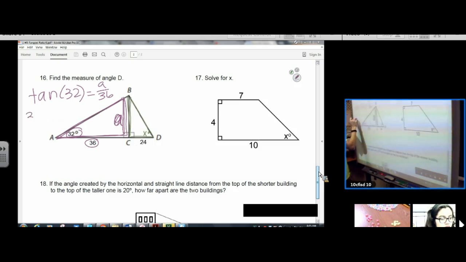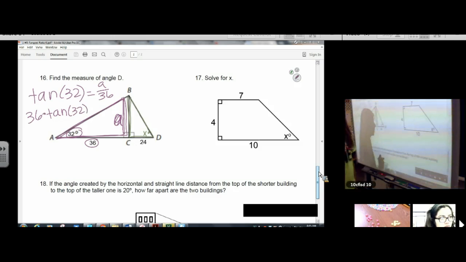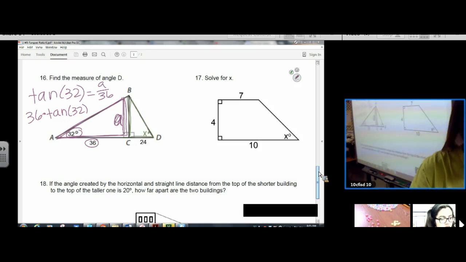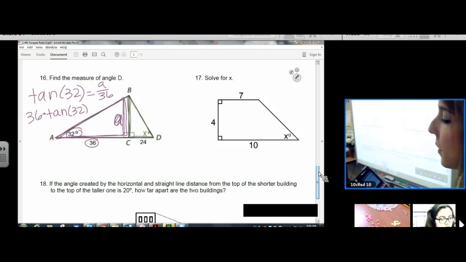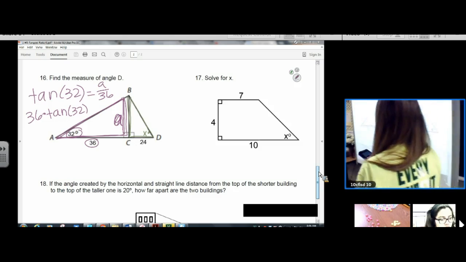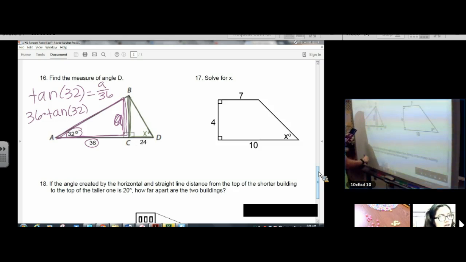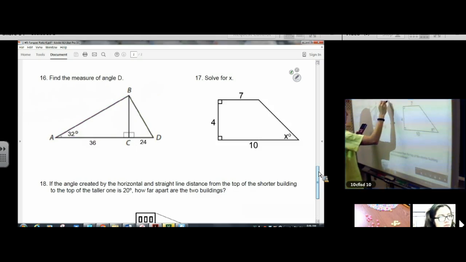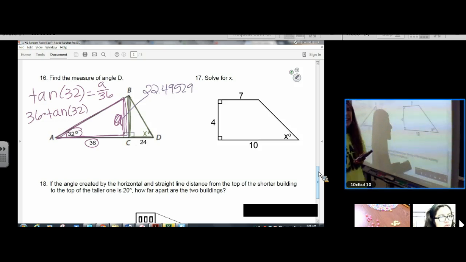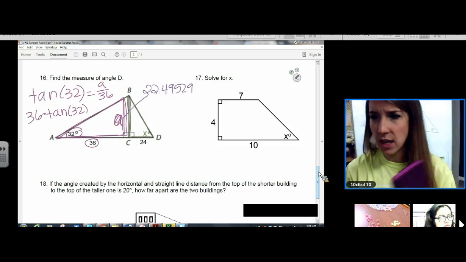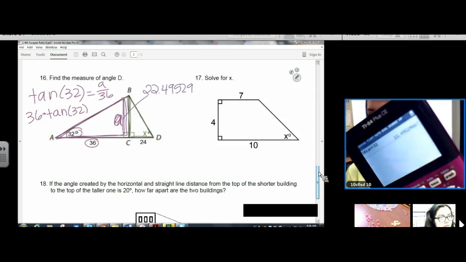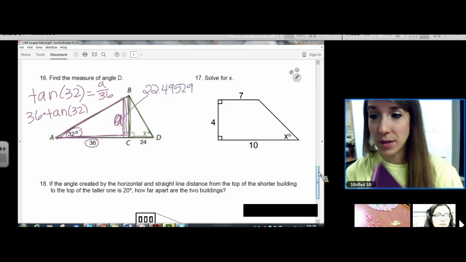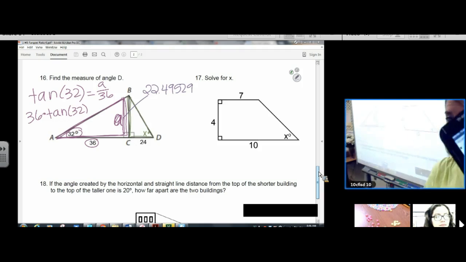That's in the numerator, so we're going to multiply 36 times tan 32. So we go to our calculator. 36 tan 32, and we get 22.4952, blah, blah, blah. Now, don't round it yet. We don't want to round as we go, because then we get further and further away from the right answer. So I'm going to keep quite a few decimal places until I get to the very end. I can even just keep it sitting in my calculator and use it in my next step.